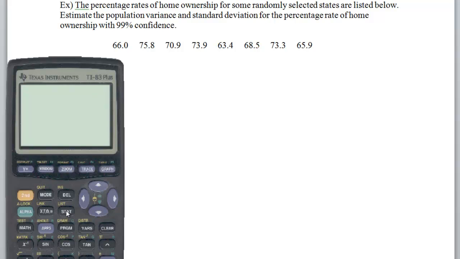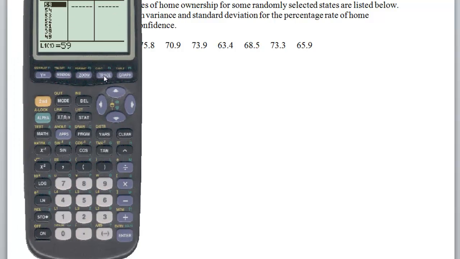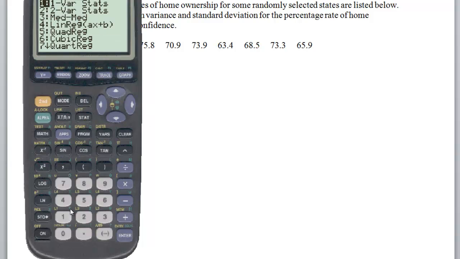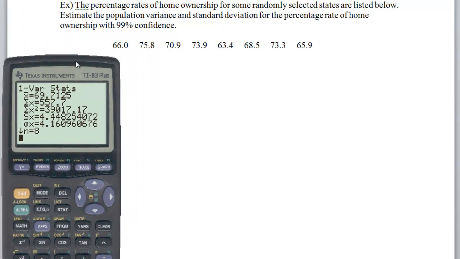Okay, so what I've done is I've actually typed in the data into list 4. So I'm going to go second 4 and bloop. There's my data from this set. This is home ownership from randomly selected states. So now I'm going to go stat right 1 enter, and I get my standard deviation of 4.4. And I think I'm going to go one more than that, 4.45, because we had one decimal in our problem, so we'll go one beyond that.